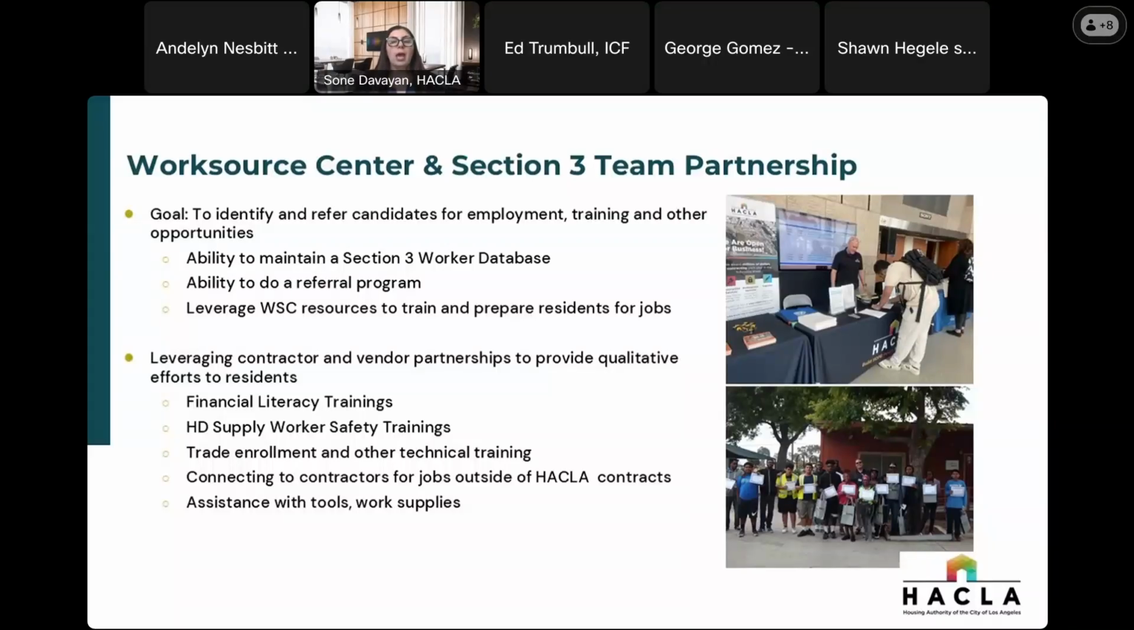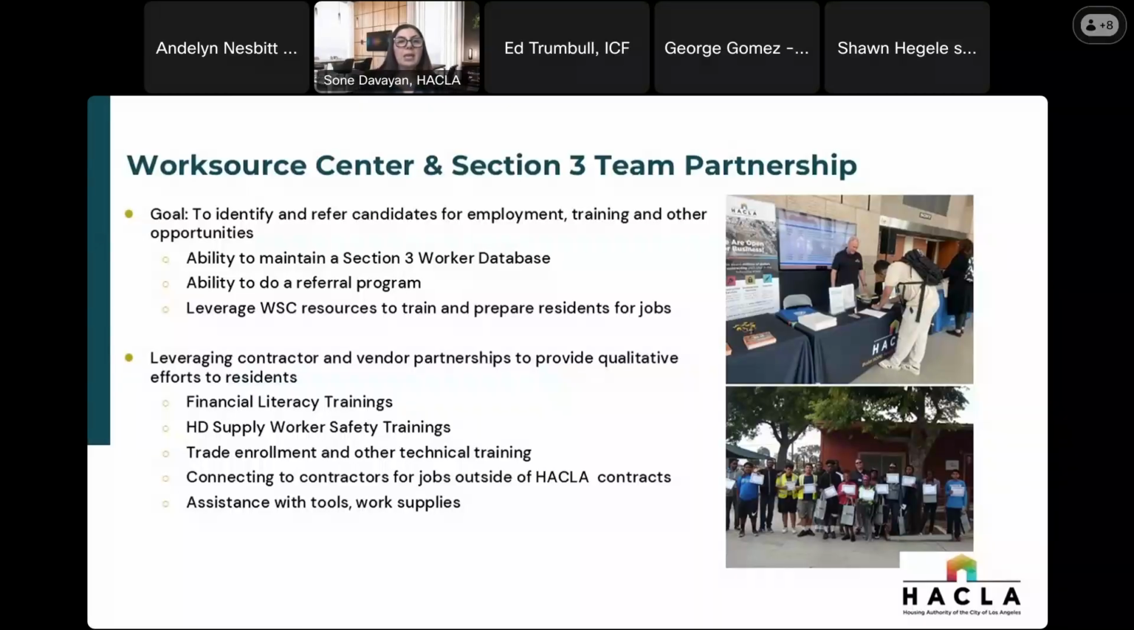And because we have a WorkSource Center, and Brittany will talk more about it too, during these enrollments, in some cases, we're immediately able to refer these candidates to certain training programs through our WorkSource Center partners, and others were rolled into our database, and we waited until we had employment opportunities from our contractors to refer them for jobs. So connecting them to various resources and training programs became key to using this database.